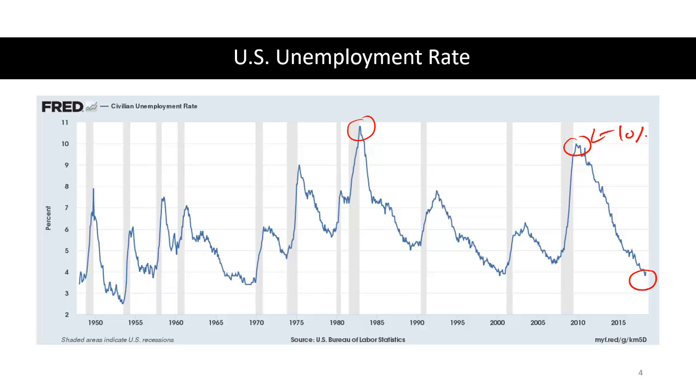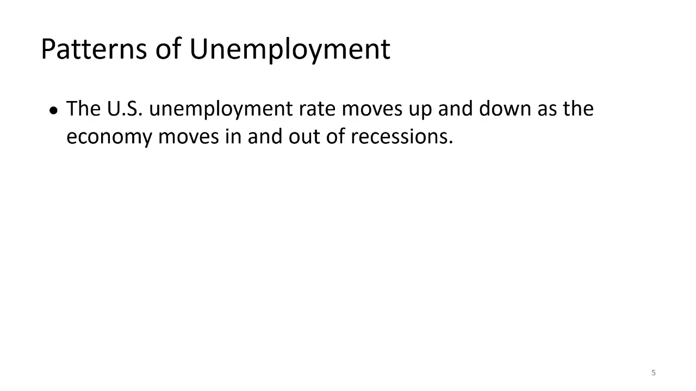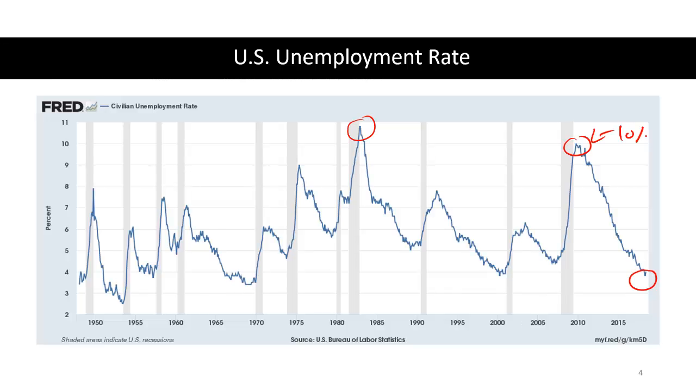First, let's look at some of the patterns of unemployment. The unemployment rate moves up and down as the economy moves in and out of recessions. If you go back here, you can see during recessions, and remember these gray bars are recession years, unemployment goes up. During good times or boom, unemployment decreases. Bad times, unemployment increases. Good times, unemployment decreases. As the economy does better, unemployment decreases.